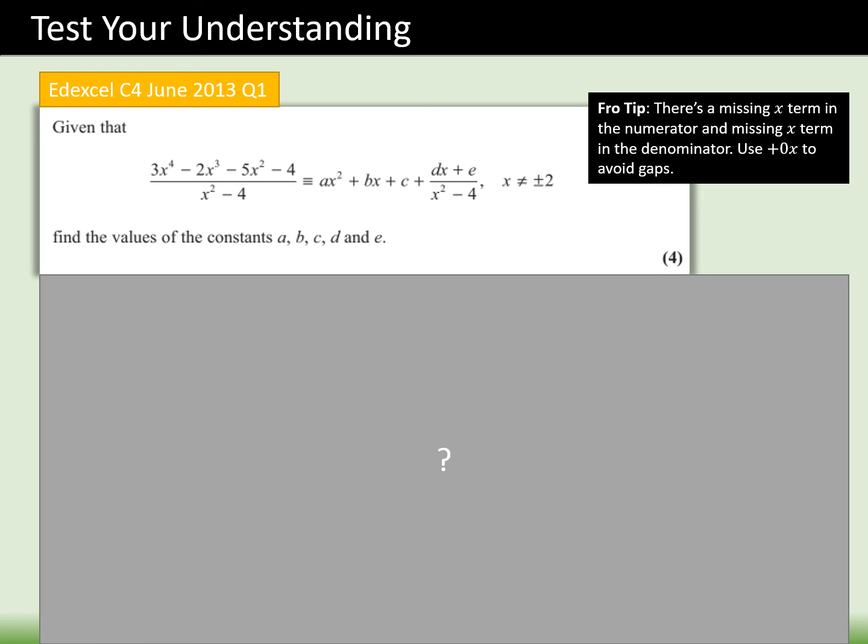Alright guys, so here's a past exam question from the legacy paper. So pause the video and have a go at this. This is worth 4 marks, so we'll say about 5 minutes. So you have a go at this question. Find the constants A, B, C, D and E.